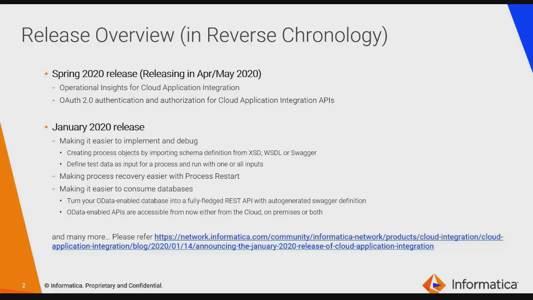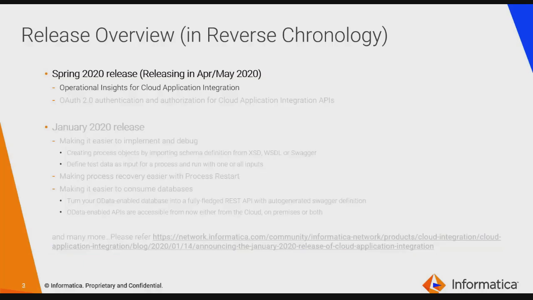There are two exciting features coming as part of this release. One is called Operational Insights for Cloud App Integration Assets. The second is to do with OAuth 2.0 authentication and authorization for Cloud App Integration APIs. And then I'll move on to the January 2020 release, in which we released many new features, and we will cover them as part of this demonstration.